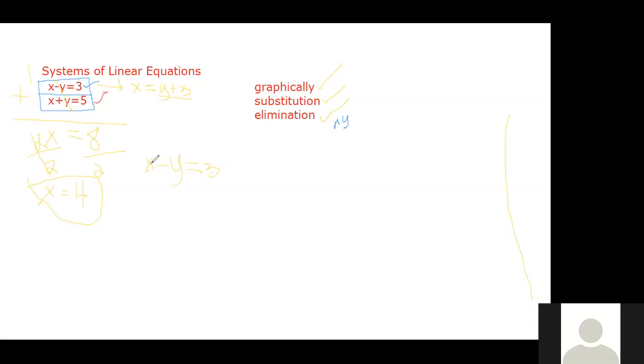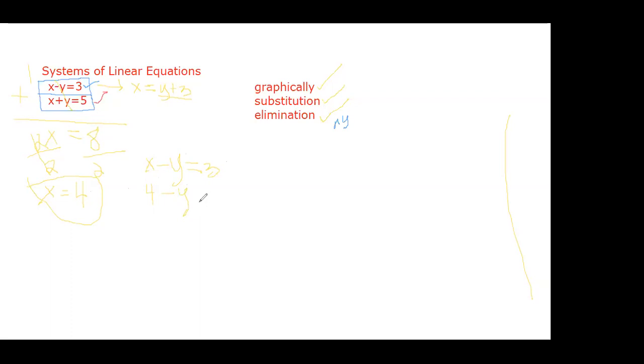And then, alam na natin value ni x. X is 4. So, substitute nyo lang. 4 minus y is equal to 3. Ayan. Then, transfer 4 to the other side. Pag transfer natin ng 4 sa other side, maging negative. So, maging 3, and then negative 4. Diba? So, negative y is equal to 3 minus 4 is negative 1.